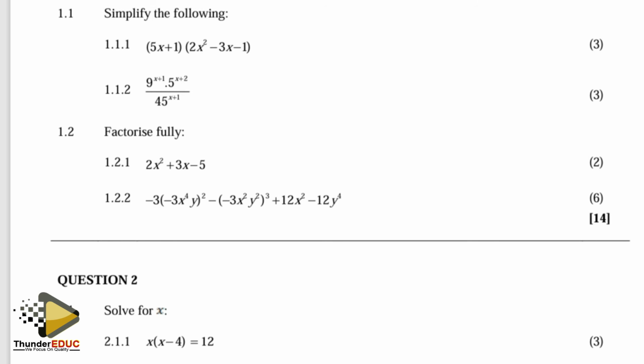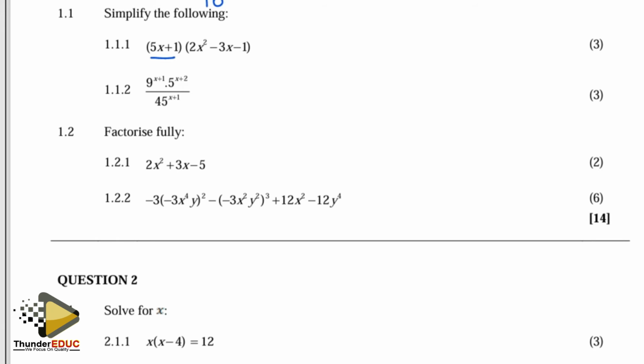Question number 1 is asking us to simplify: we have 5x plus 1 into this. As long as we're simplifying 2 brackets, we just have to open them up, or expand the brackets. So use your dots. I'll say 5x into 2x squared minus 3x minus 1, and then plus 1 into 2x squared minus 3x minus 1. Same bracket, so everything here must affect everything that side.